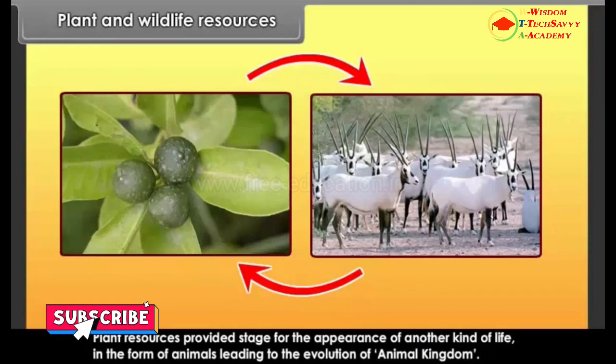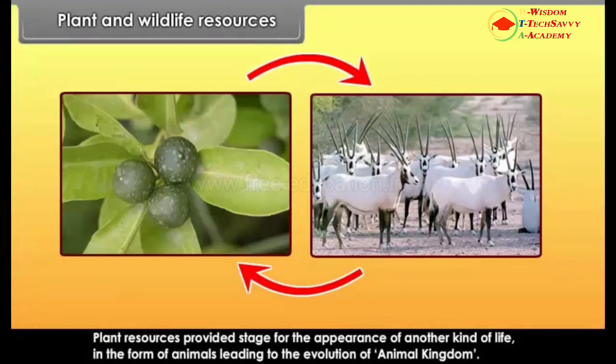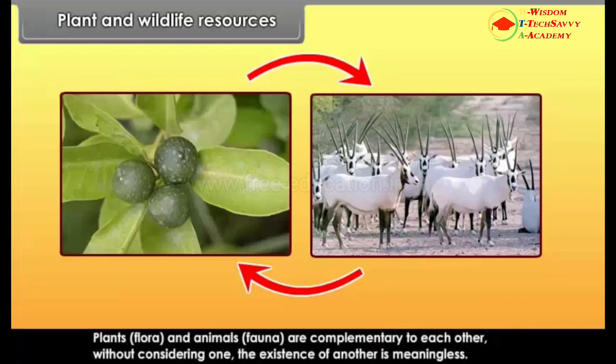Plant resources provided stage for the appearance of another kind of life, in the form of animals, leading to the evolution of animal kingdom. Plants, flora and animals, fauna are complementary to each other. Without considering one, the existence of another is meaningless.